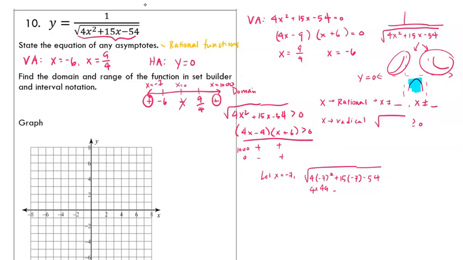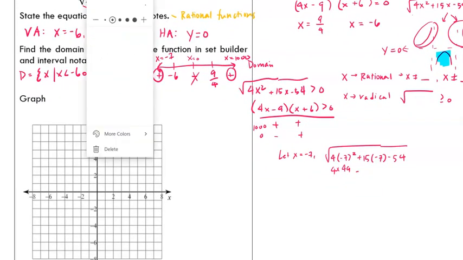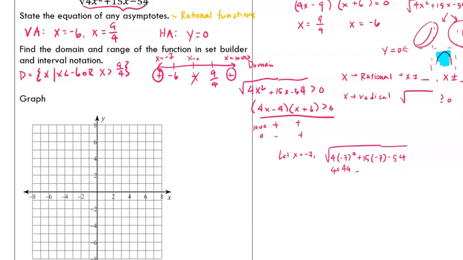So we know that the domain is going to be x such that x is less than -6 or x is greater than 9/4. Just like that. Okay, before we find the range, let's start graphing this. -6.